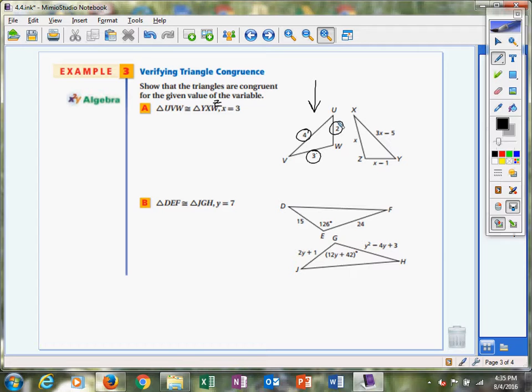Okay, so they're telling us x equals 3. So that means this side over here, XZ, that's 3. Let's plug in 3 here. 3 times 3 minus 5. So that means this side is 4, because 9 minus 5 is 4. And then this is 3 minus 1, which is 2. Okay, so here we have 2, 3, 4. And here we have 2, 3, 4.